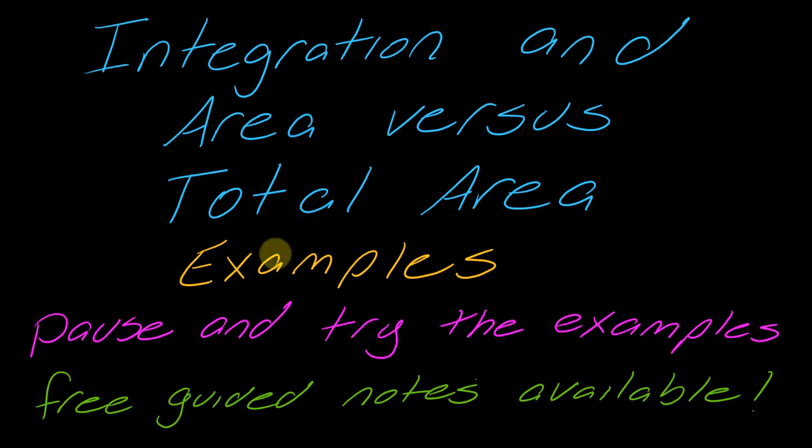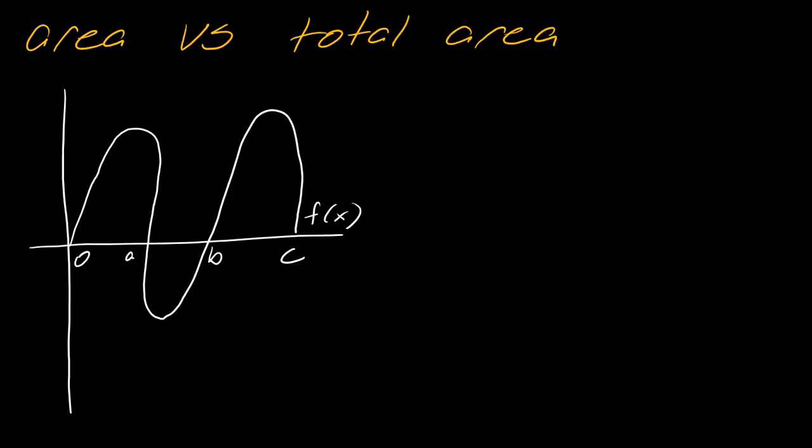So I want to talk about a few examples of integration with area versus total area. All right, let's say that I just have some theoretical graph here, so this f of x. And every time the graph crosses, it's going to start at 0, and then it crosses at a, b, and c, okay? So first of all, if I just wanted to calculate the area contained by this graph, I could set up this integral, and I want you just to notice that I'm going from 0 to c.